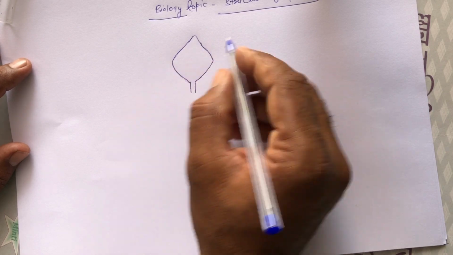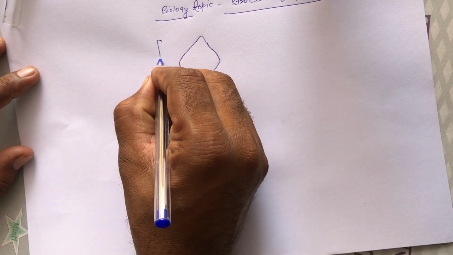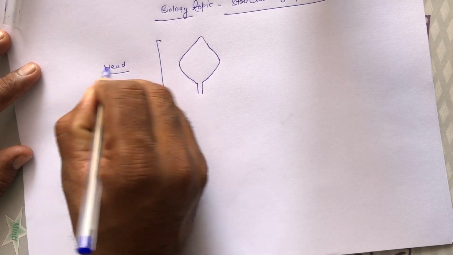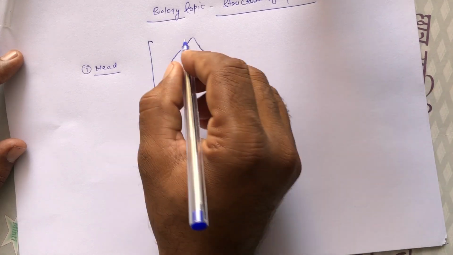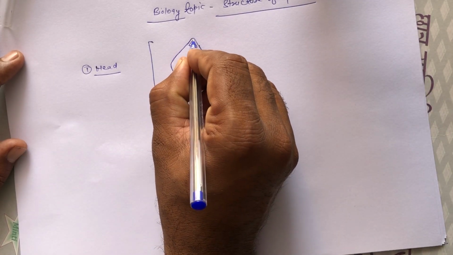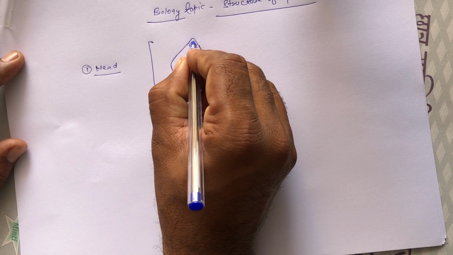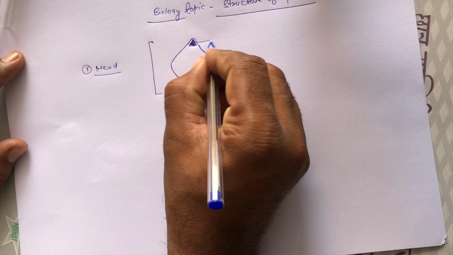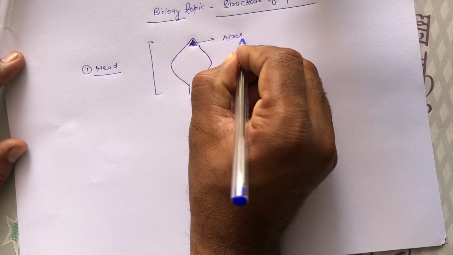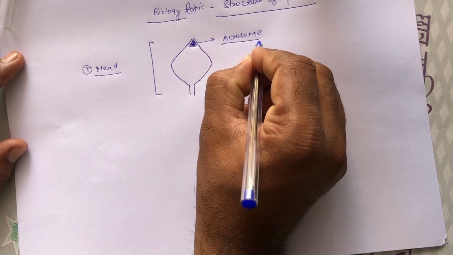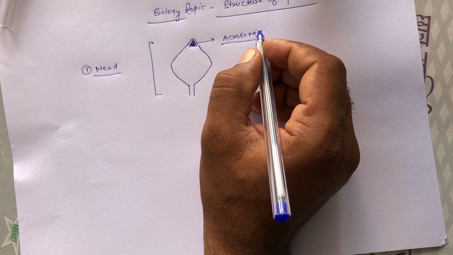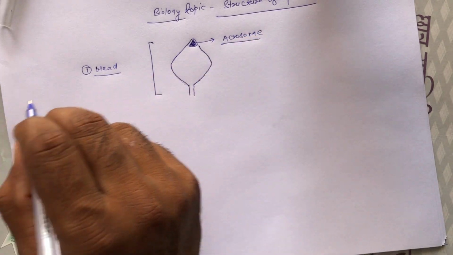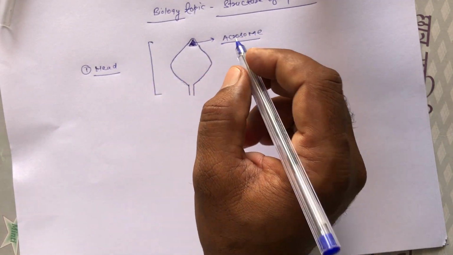Students, this part of the sperm is the head. In the anterior part of the head, the cape-like structure is the acrosome. The cape-like structure is called the acrosome. It is developed from the Golgi body.